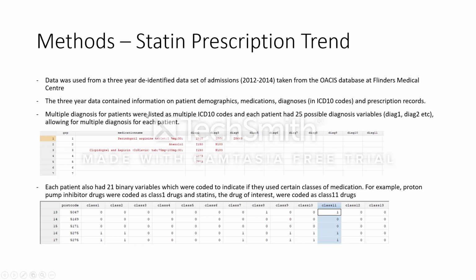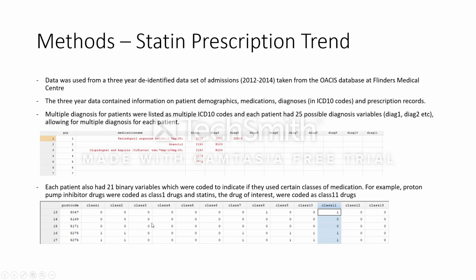Multiple diagnoses for each patient were listed as multiple ICD-10 codes, and each patient had 25 possible diagnosis variables, coded as Diag 1, Diag 2, etc. So this allowed for multiple diagnoses for each patient. You can see here in this example, patient number 1 has 3 diagnoses coded in these ICD-10 codes. You'd have to look up these ICD-10 codes to know what diagnosis this patient 1 had, and you can go down the list. This is patient 2 with these 2 diagnoses, etc.